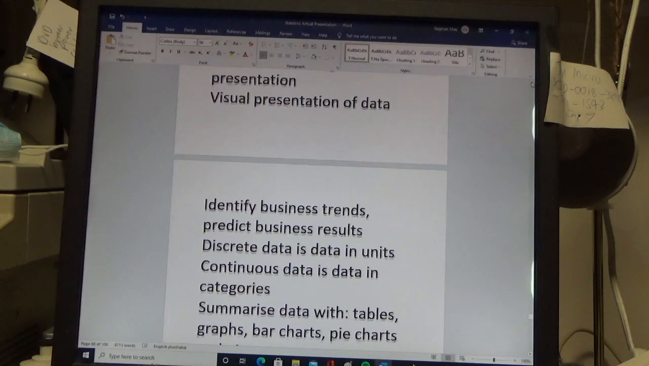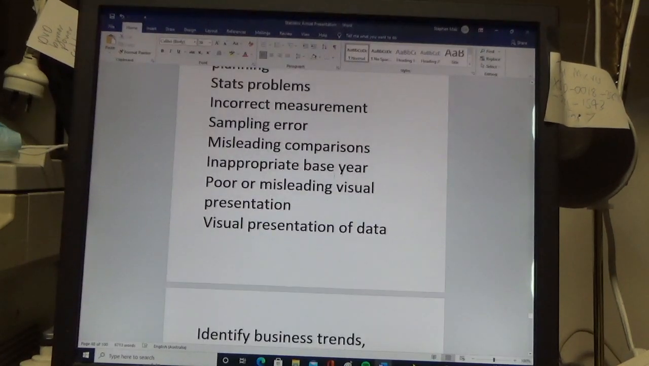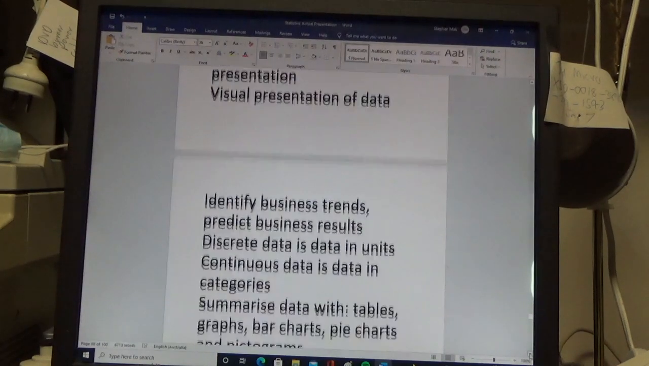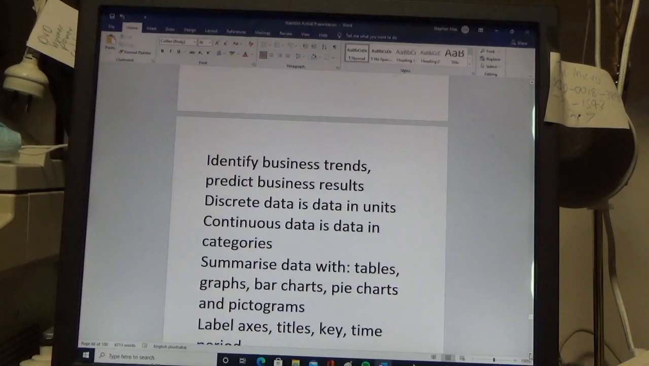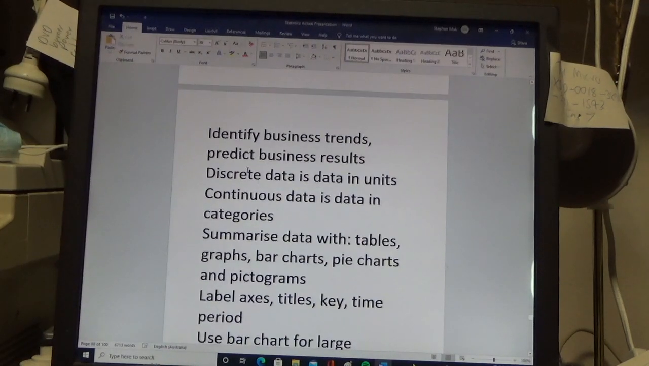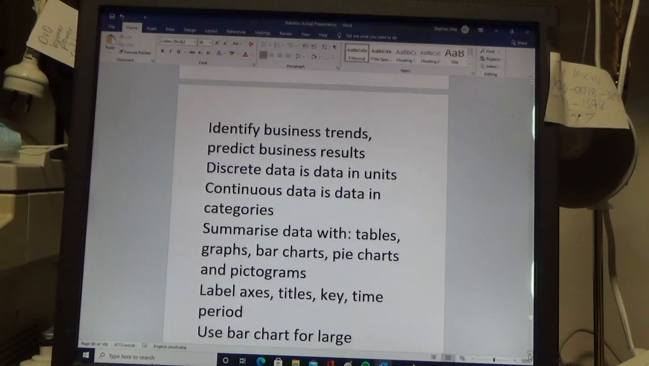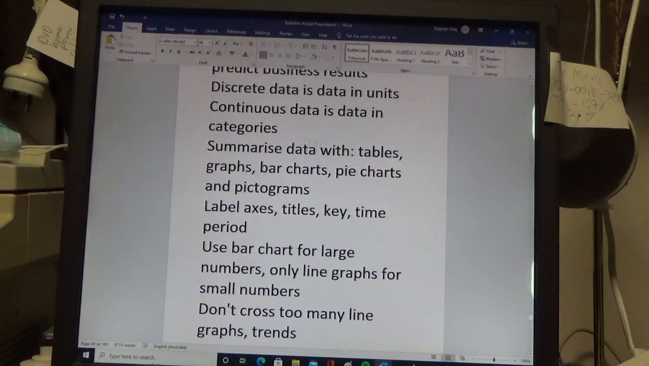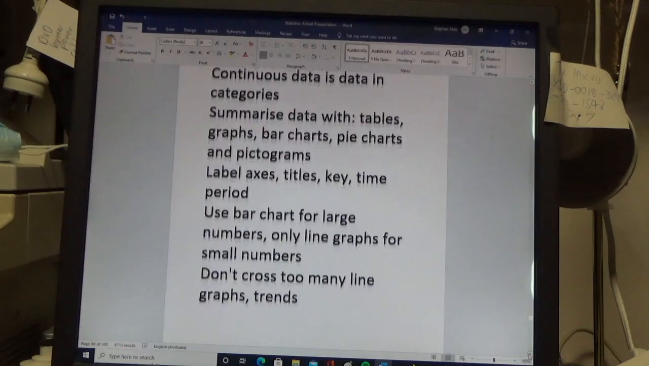So statisticians have to be careful with their data: poor or misleading visual presentation, how the sample is conducted, misleading comparisons, those type 1, type 2 errors. Discrete data is data in units, continuous data is data in categories. Data is summarized in tables, graphs, bar charts, pie charts, and pictograms. Be careful to label your diagrams and axes.